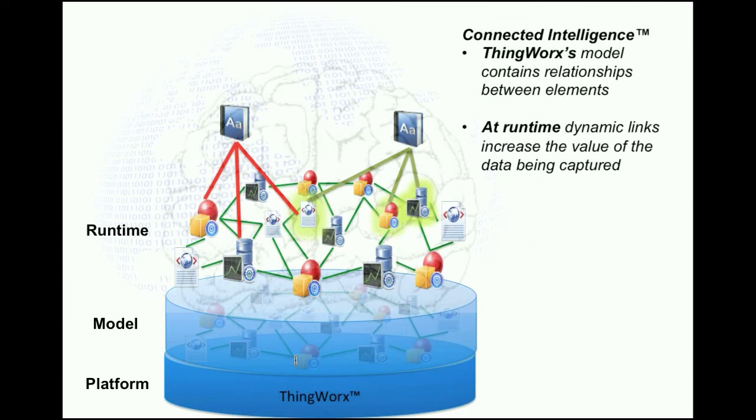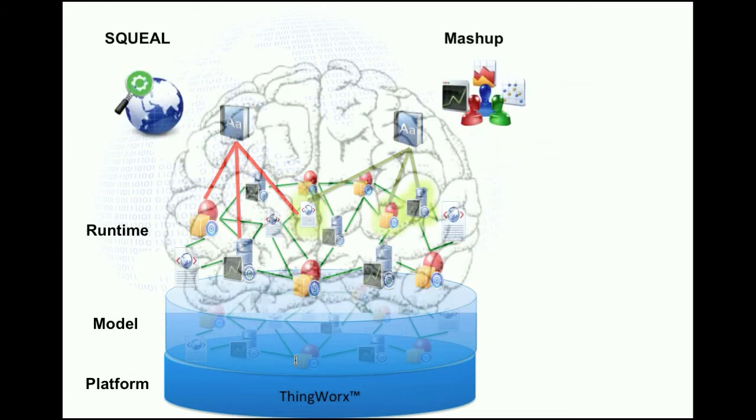So ThingWorx's relationship model and its dynamic tagging creates a connected intelligence environment. So the model, when you design your system, contains relationships between elements which are leverageable in applications and in discovery. At runtime, these dynamic links, these tags, increase the value of the data being captured. So you're building an operational data store that can help you answer questions more quickly and discover patterns more easily.